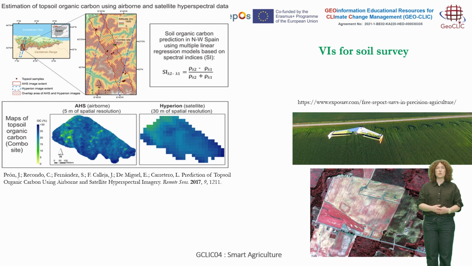Vegetation indices are also used for soil survey. Here are some investigations which were done on soil using airborne and satellite data with different spatial resolution combined to predict soil organic carbon, which was very successful.